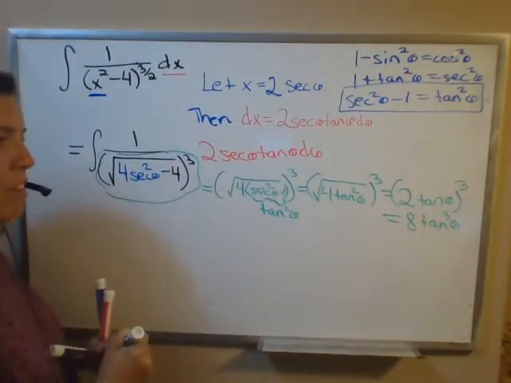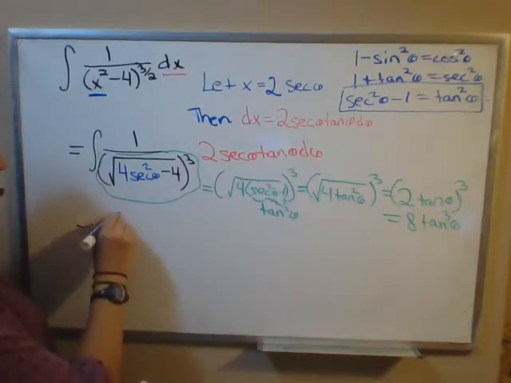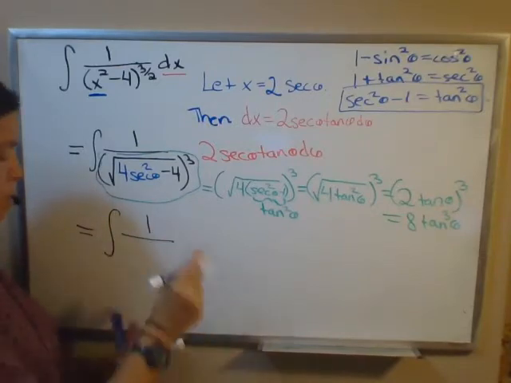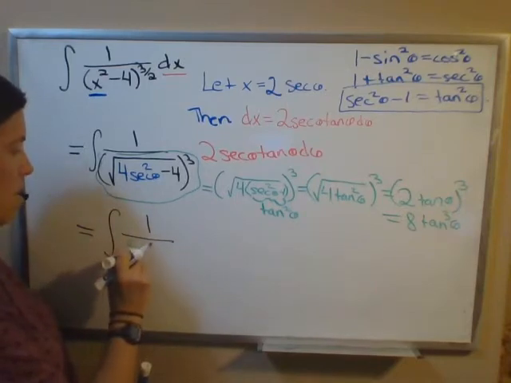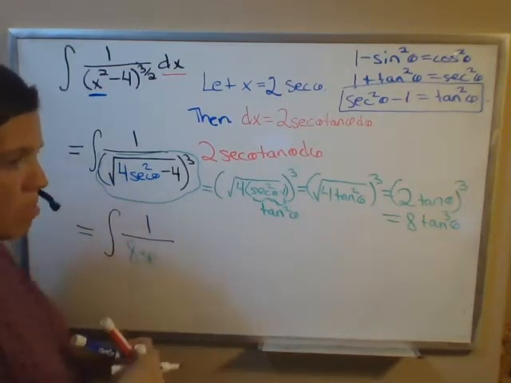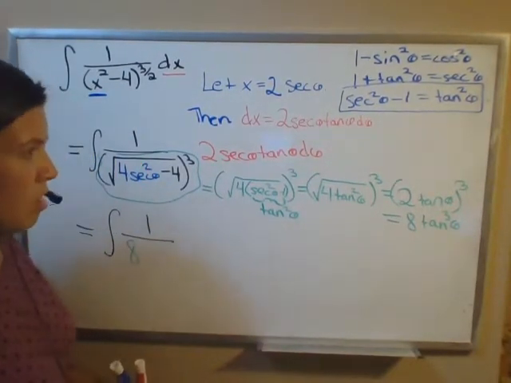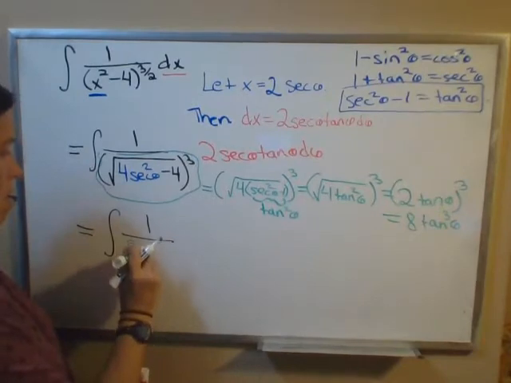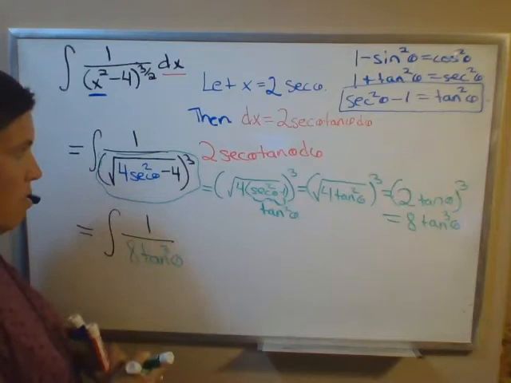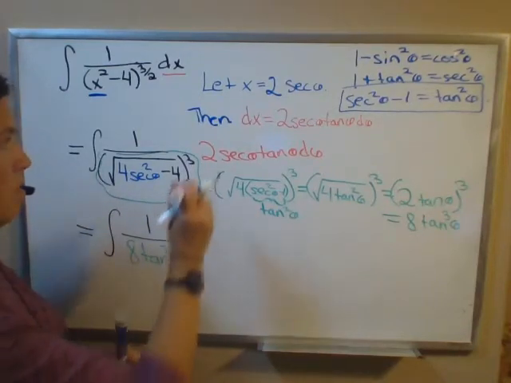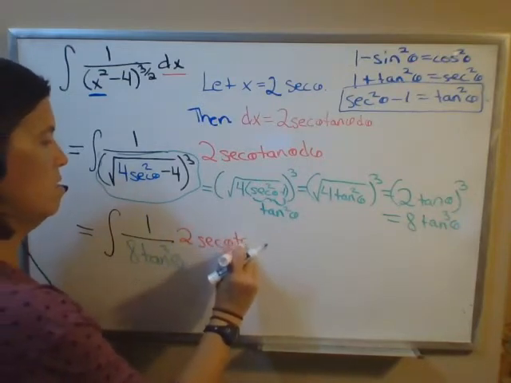I didn't want to have to write the entire integral for each step of that process. So coming back to the integral overall, we have 1 over, and we just simplified that denominator to 8 times tangent cubed, times that dx. So 2 secant theta tangent theta d theta.